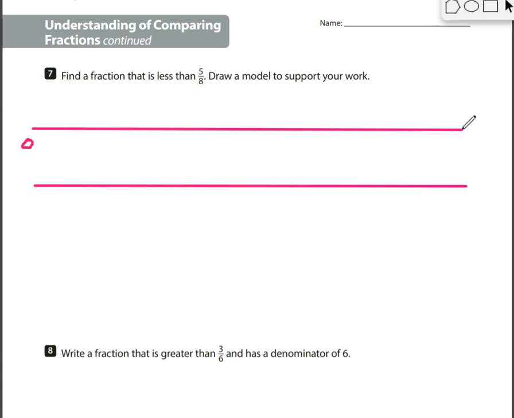So here's 0. Here's 1, divided in half. Now I have fourths. Now divide your fourths in half, and you have 8ths. And I'm looking for 5/8. 1/8, 2/8, 3/8, 4/8. Here's 5/8. Let me put my dot there, and then I'm going to come back and label.